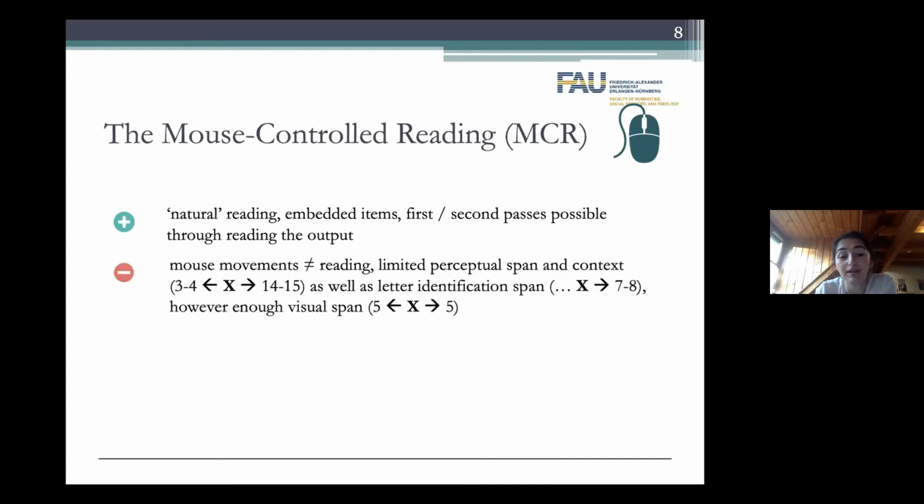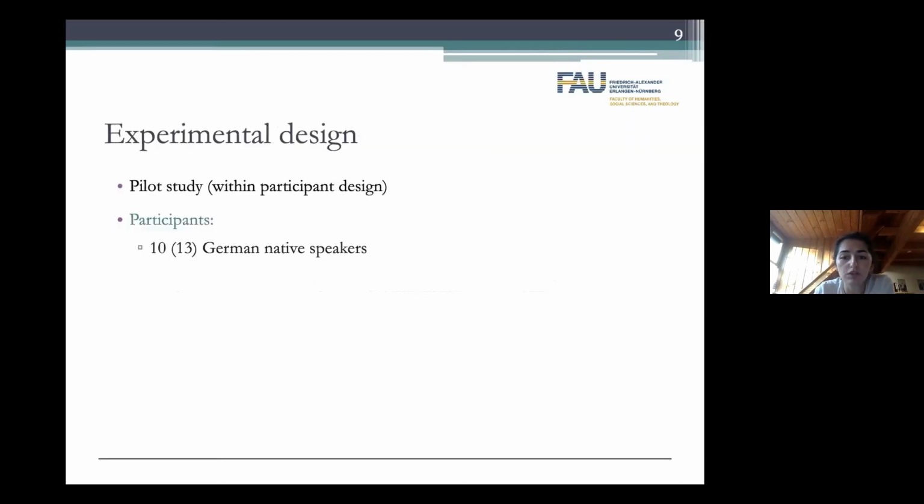What are the expected minuses? I think we could all agree that mouse movements are not always equal to reading, in the sense that it might be possible that the participant would be frantically moving the mouse, trying to locate it on the screen. But still, this can be overcome. If you just read the output, it will be visible where the XY coordinates are, and then you would know whether this is approximately on the level where your sentences are or not. What is probably more important is that the span that I had was less than the perceptual span and the letter identification span, but it was just right as far as the visual span is concerned.